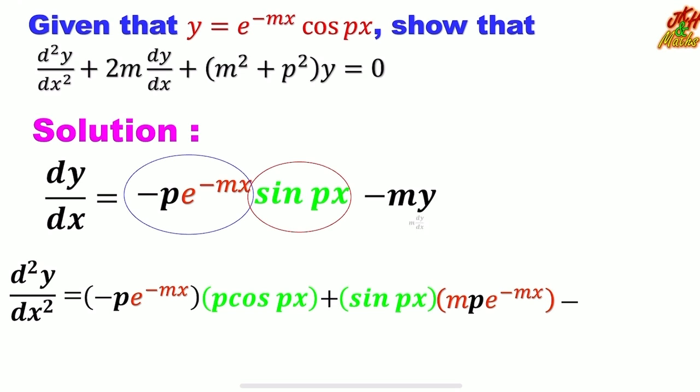Then we take away m dy/dx. Since m is a constant and y is our variable, we differentiate y with respect to x, giving us dy/dx. So then we take away m dy/dx.